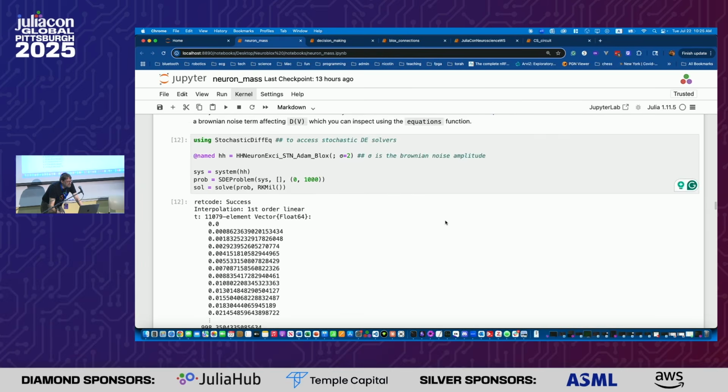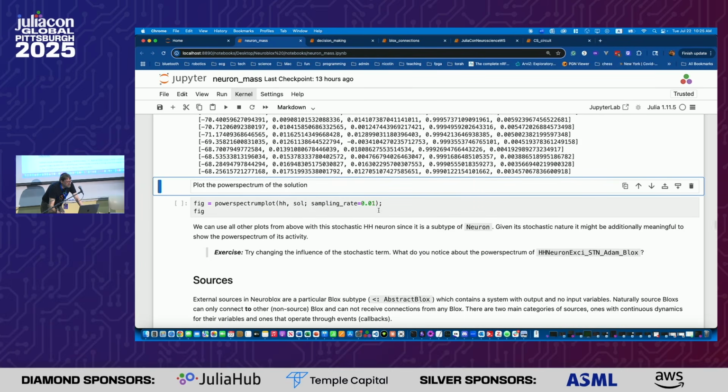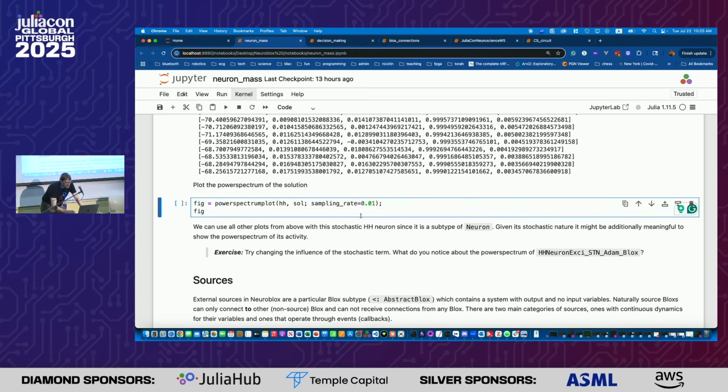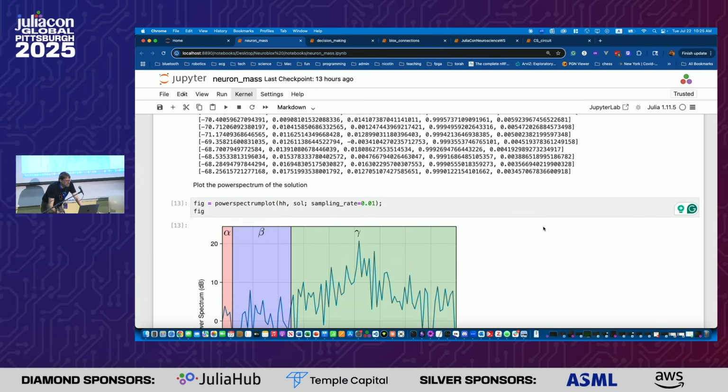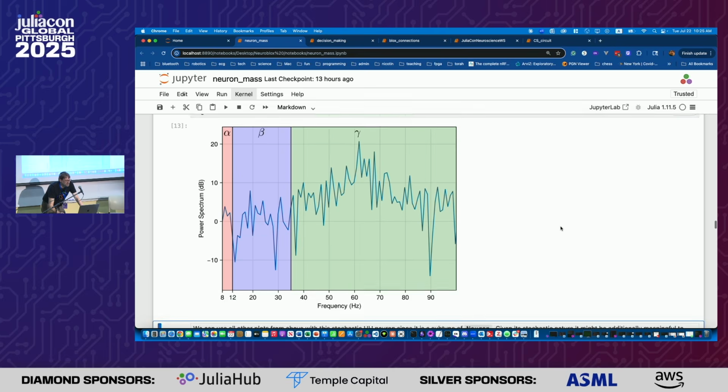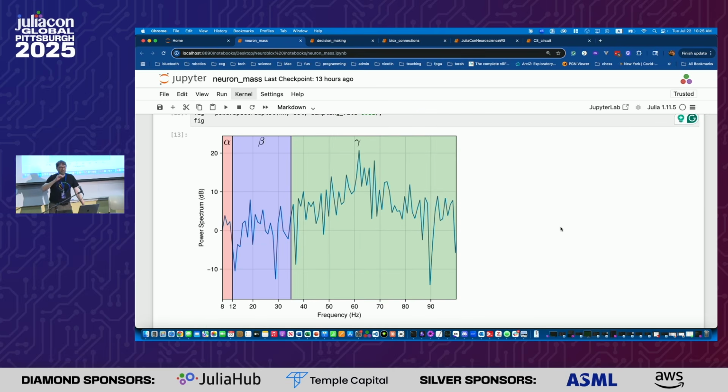So this is one neuron, and then just to show you, we can create a power spectrum. This is part of the convenience functions that we created. You can take any time series, right? Take the power spectrum and plot it nicely in alpha, beta, gamma waves, right? So you always have a nice way of plotting the results.